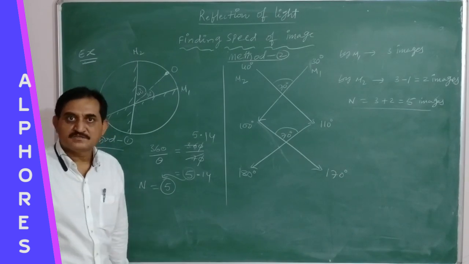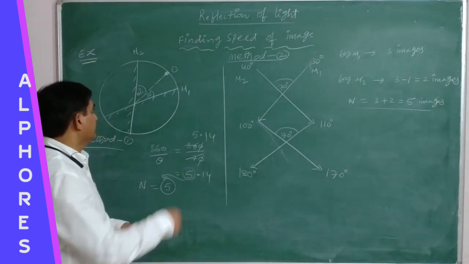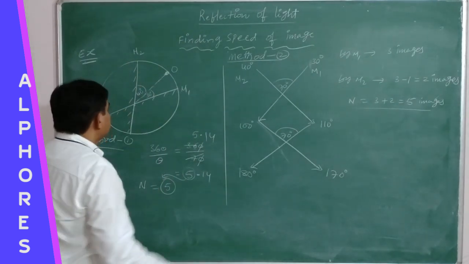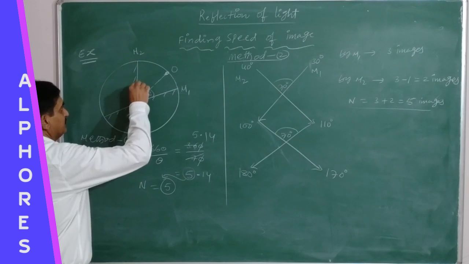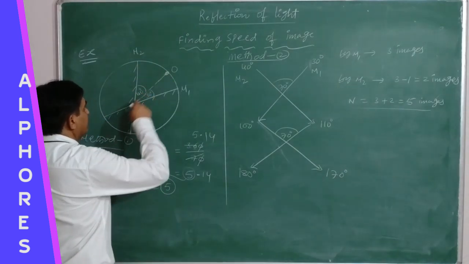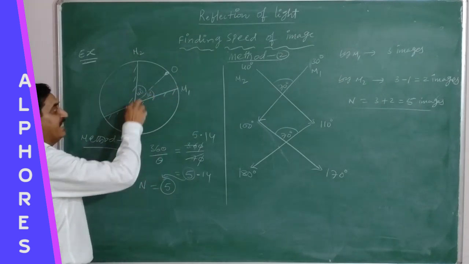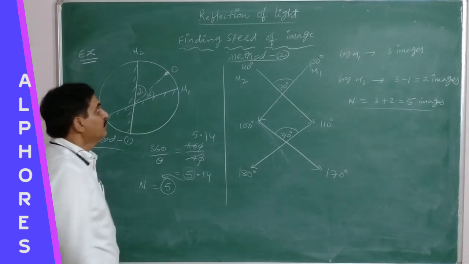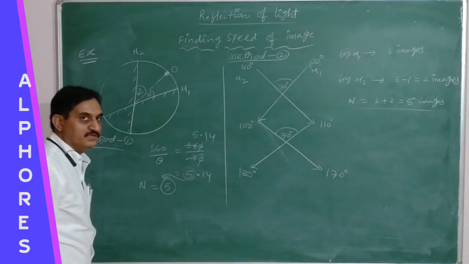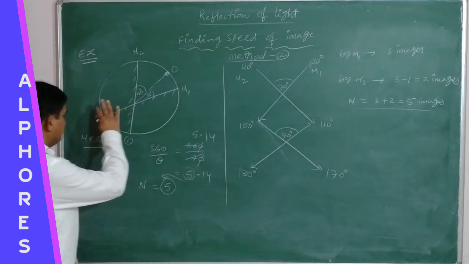We are going to discuss the number of images formed by two plane mirrors when an object is kept between them, right? Here two mirrors are kept at a certain angle, that is 70 degrees, and the object is kept on a line passing between these two plane mirrors, which separates the angles 30 and 40 degrees. Now the question is, how many images are formed by these two plane mirrors?